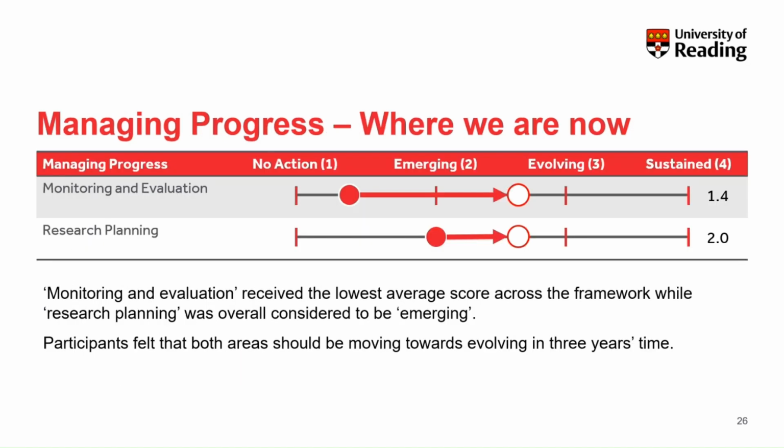So finally, there's one last section of the maturity framework, and that's around managing progress. This area looks at monitoring and evaluation and research planning in relation to recognizing and rewarding open research. This one did receive the lowest overall perceptions compared to the other sections of the framework. Monitoring and evaluation in particular had the lowest average score at 1.4, so being slightly closer towards no action rather than emerging.